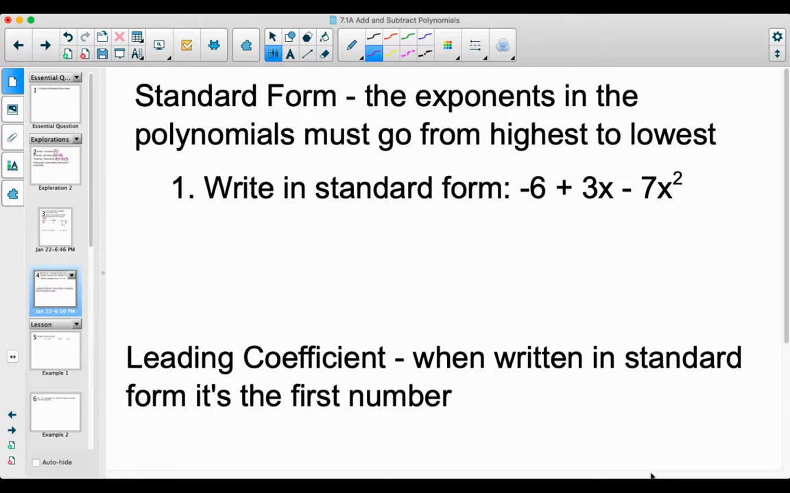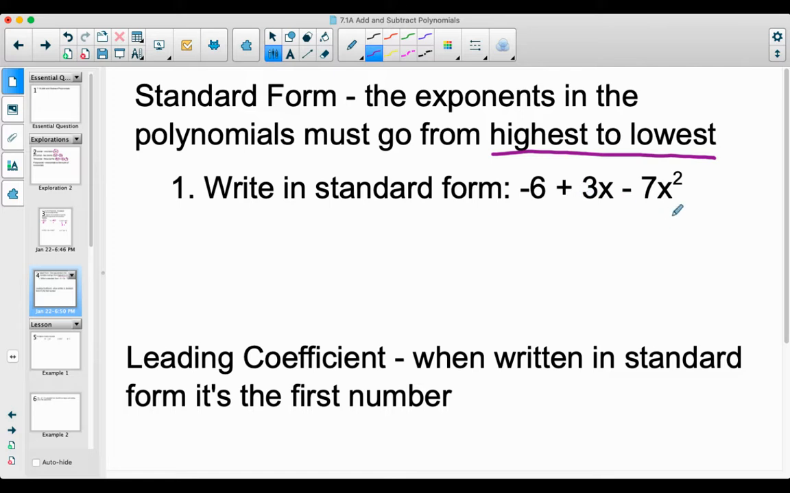Standard form is the next part that you need to put into your notes. And standard form means the exponents go from high to low. So if you need to pause and write the definition in your notes, I would do so now. Example number 1 here, it says write in standard form.